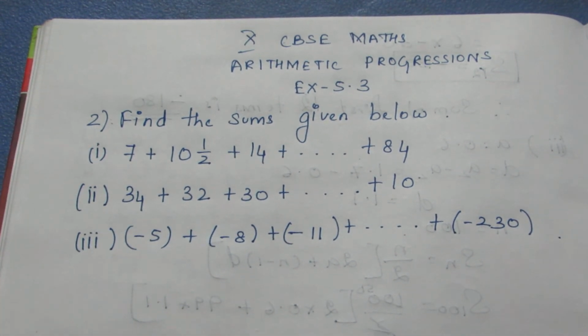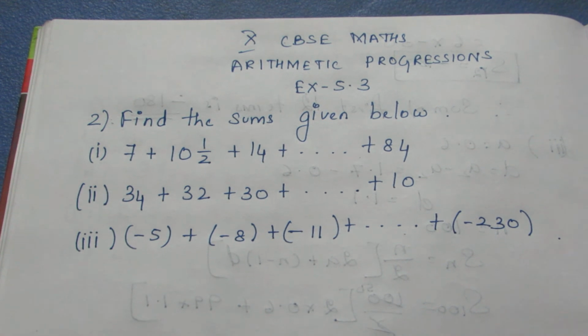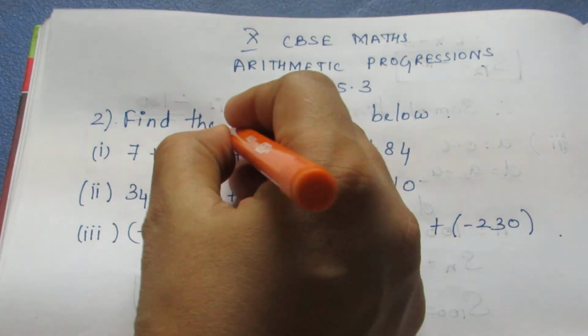Today we are going to see 10 CBSE Maths Arithmetic Progression Exercise 5.3 second sum. Let's see the question. Find the sums given below. So we need to find the sum. Sum means we need to find Sn.